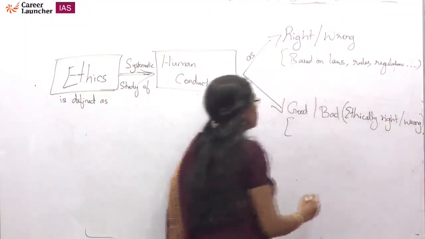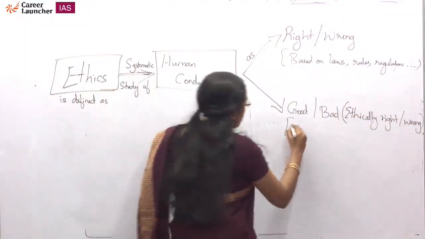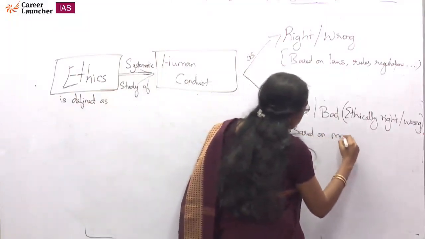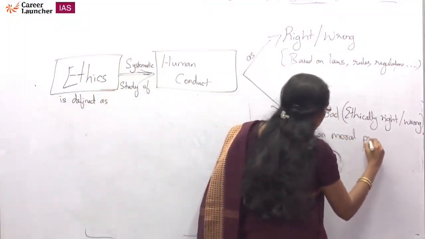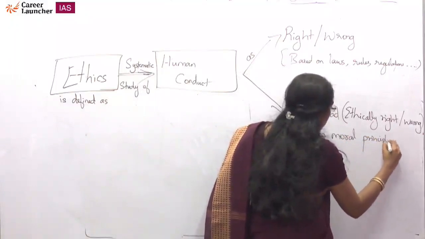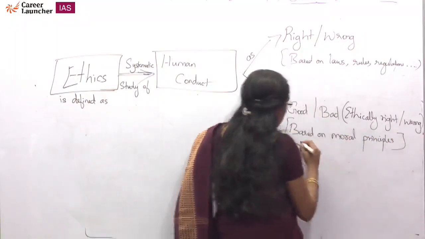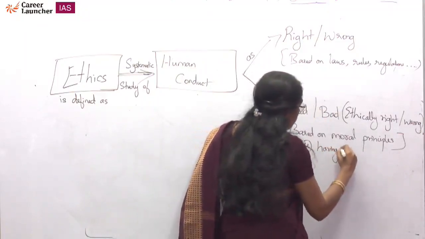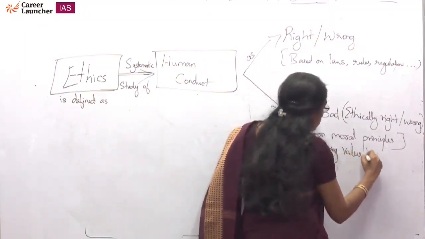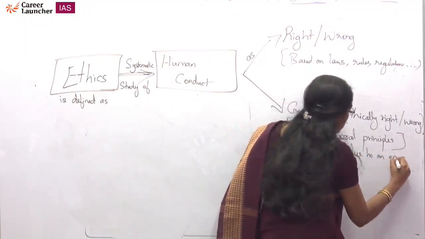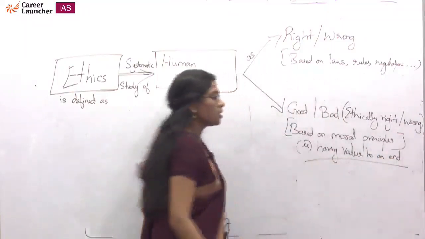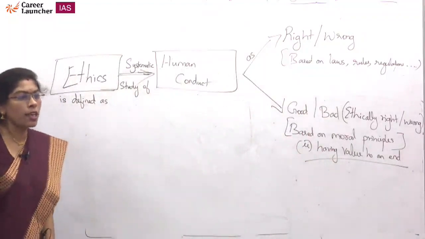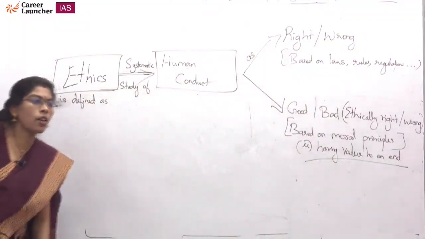Okay. Good or bad is based on moral principles, that is, having value to an end. This last sentence will explain to you about the teleological ethics. Value to an end. What is the meaning of that? It is the consequentialist ethics.